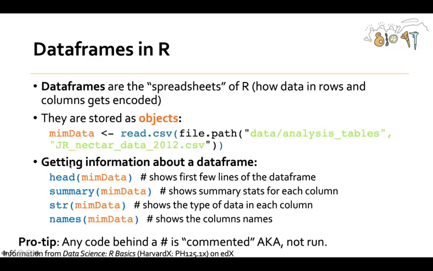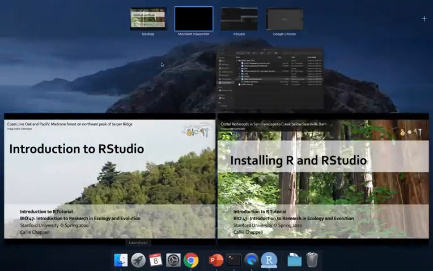We can get a bunch of information about a data frame by typing these different functions. Head will show you the first few lines of a data frame. Summary will show you the summary stats for each column. str will show you the type of data in each column, and that's relevant to the types of classes that I explained at the beginning. And if I type in names, it'll show me the column names. Just a pro tip: any code behind a hashtag, and this is not specific to R but true of a lot of other programming languages, is considered a comment and therefore not run.